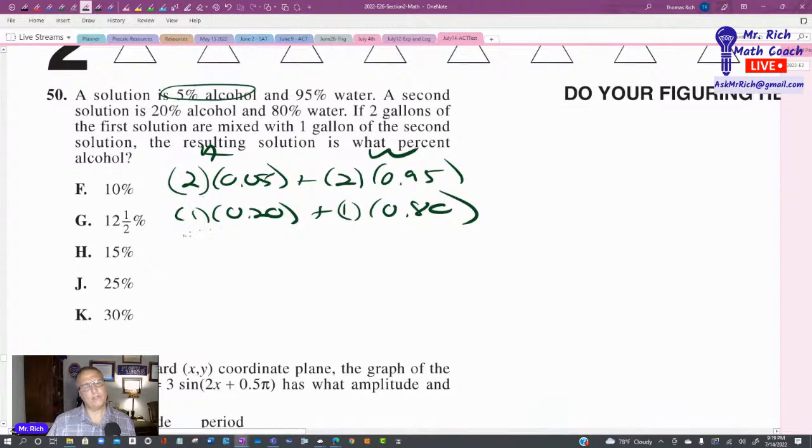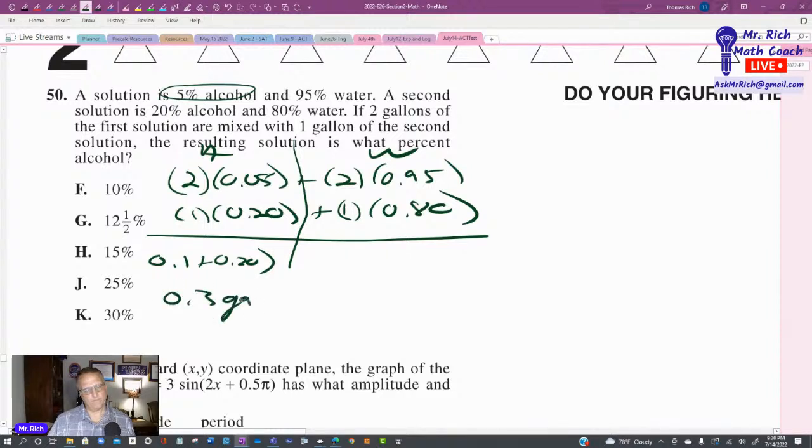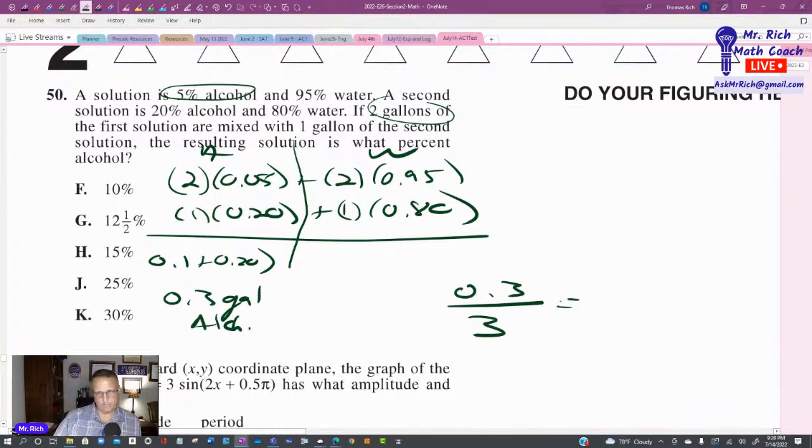All right, so I'm interested in alcohol. So 2 times 0.05 is 0.1. So this right here is 0.1. When I'm adding the alcohol up here is 0.1 gallons. This would be 0.2 gallons. Okay, so I've got 0.3 gallons of alcohol out of 3 gallons total. So 0.3 out of 3 is going to be 10%. This percent alcohol has to be 10% right there. All right, this gives me the total gallons of alcohol from the 2 solutions.